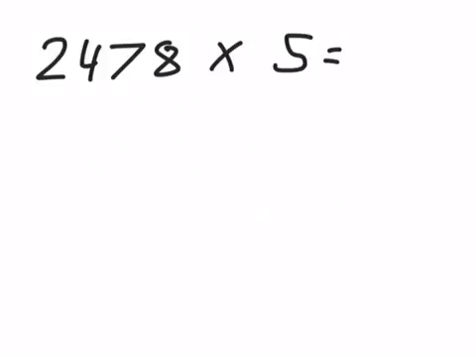Okay then. Right, so something a little bit trickier now. Here we've got a 4 digit by a single digit number. We have got 2,478 times 5. What I'd like you to have a go with, on a whiteboard or on a piece of paper, wherever you've got to hand, is this question first.